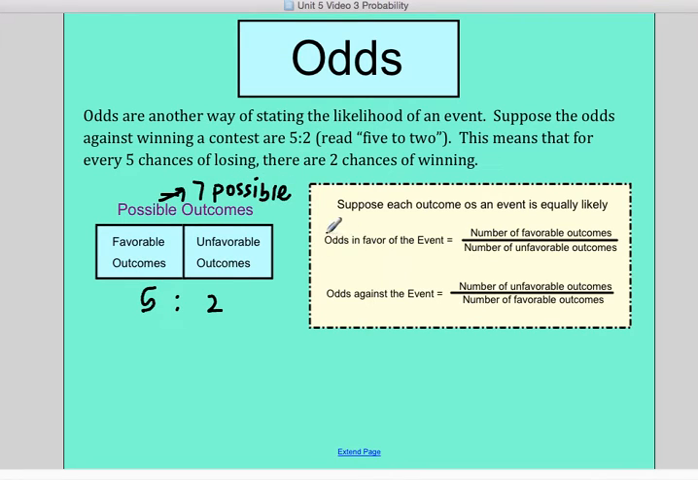Okay. And then suppose each outcome of an event is equally likely. So we would say odds in favor of an event would be the number of favorable over the number of unfavorable. So you put the favorable first. If it's against, you put the number of unfavorable over the favorable. The biggest thing to remember is that the total is when you add them together. Total outcomes.